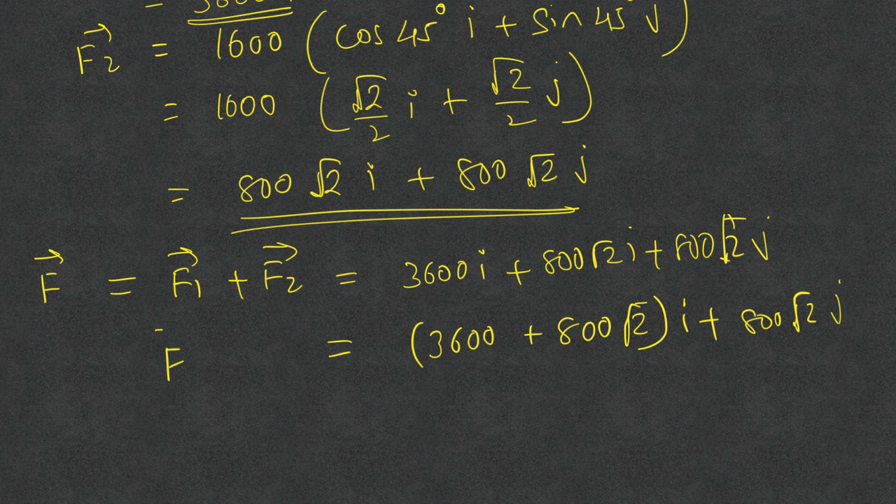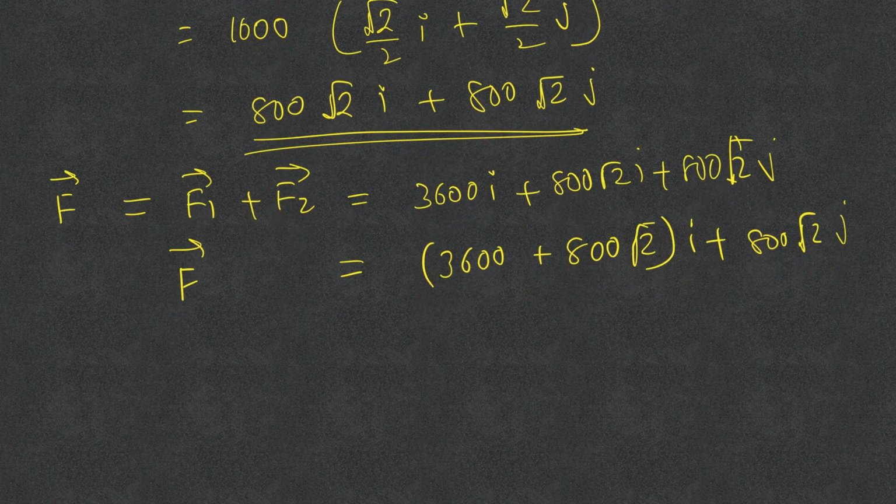The idea is to find the magnitude of this vector F, which is obtained by squaring the components of i and adding it to the squared component of j under a square root.